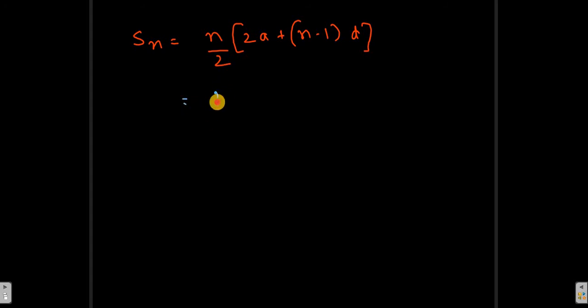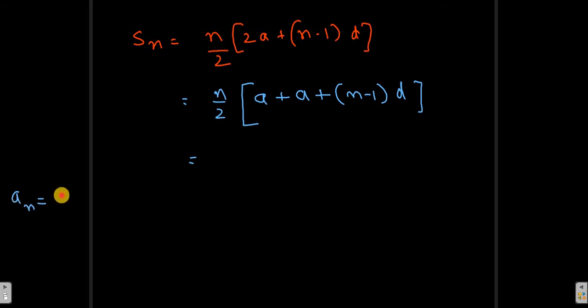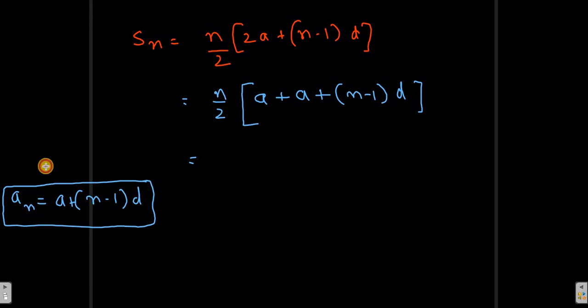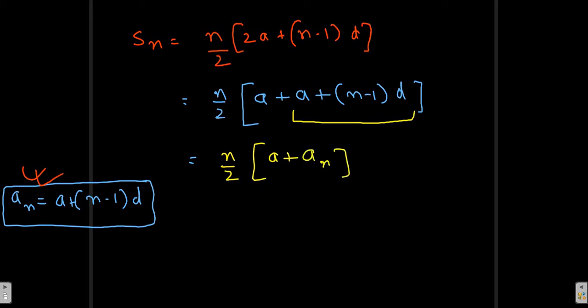Now what we can write over here is n by 2, and 2A can be written as A plus A, and the rest is N minus 1 into D. Now as we know from our last video, An, that is the nth term, equals A plus N minus 1 into D. That is the last term, or the nth term, you can say. So we can write n by 2 into A plus, as you can see, A plus N minus 1 into D can be written as An, that is the nth term.